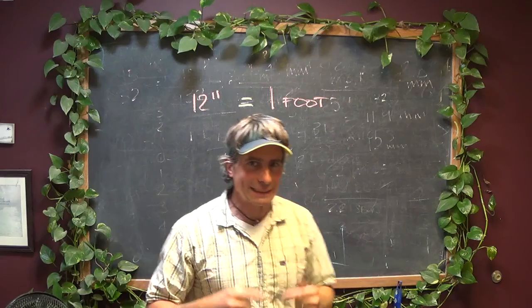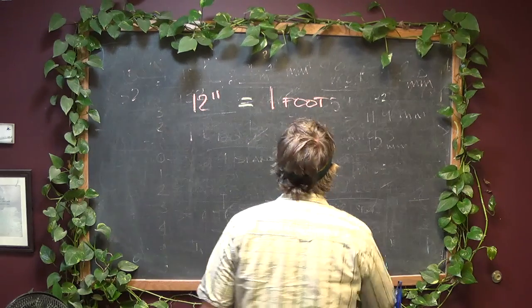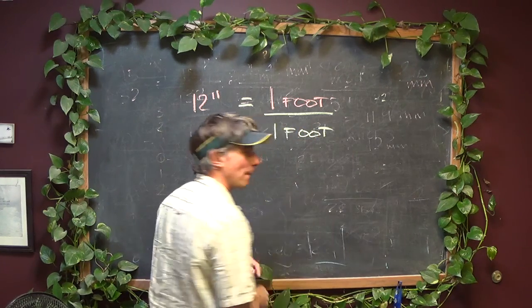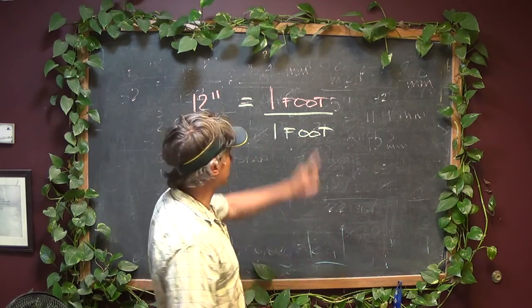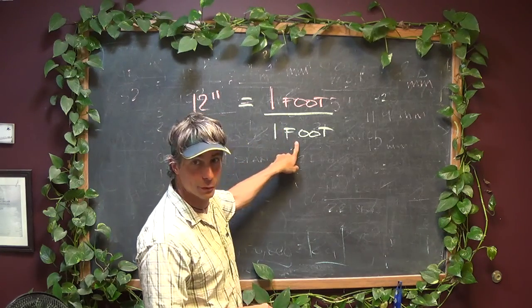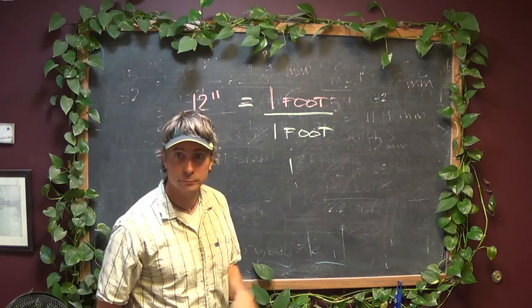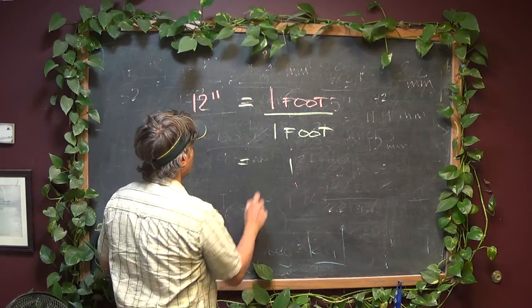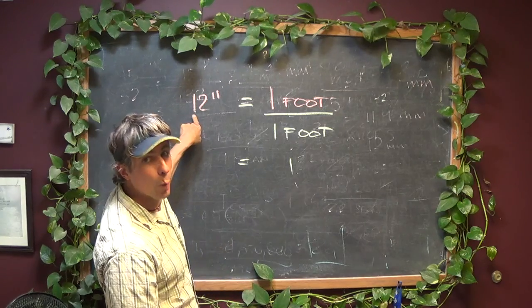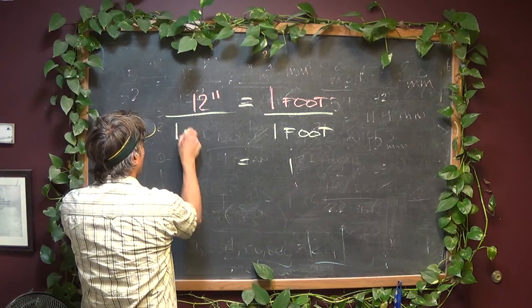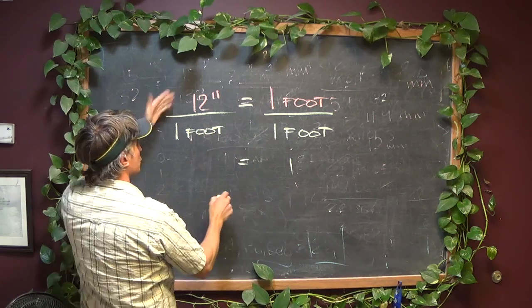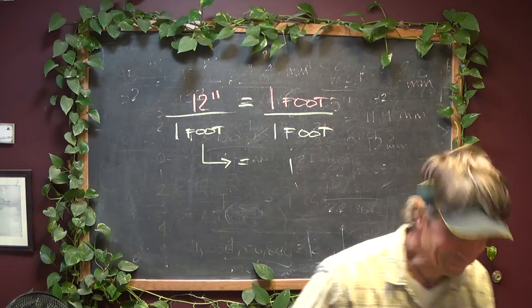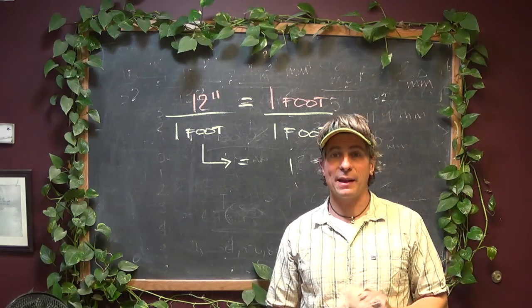Now we're going to extend that logic. I'm going to divide this by 1 foot. We've already discussed what happens if you do this. If you divide 1 foot by itself, you're going to get 1. You divide anything by itself except 0, you're going to get 1. But that means I have to divide this by 1 foot as well. What's 12 inches divided by 1 foot? It's 1. This is just a mathematical explanation as to why.